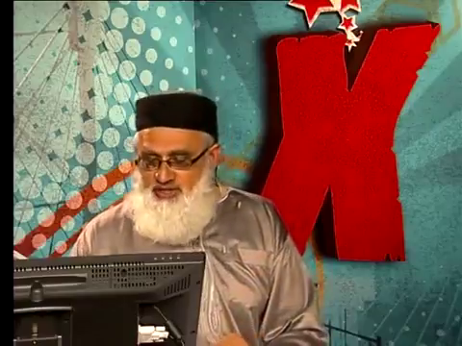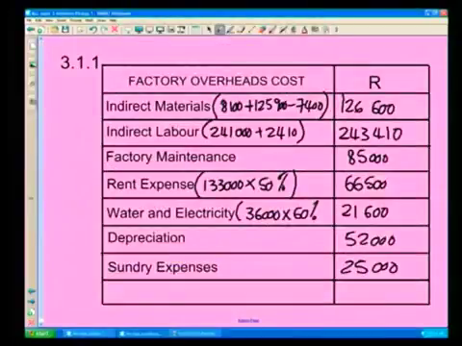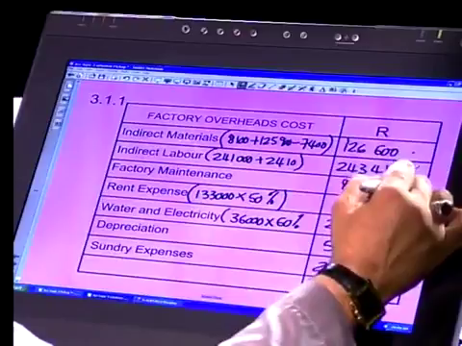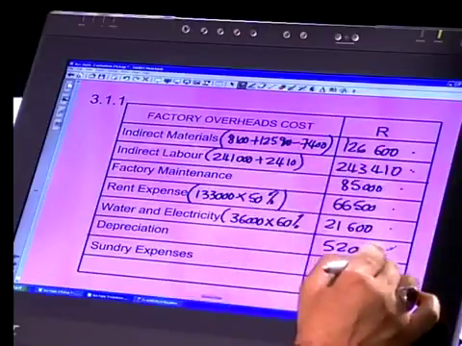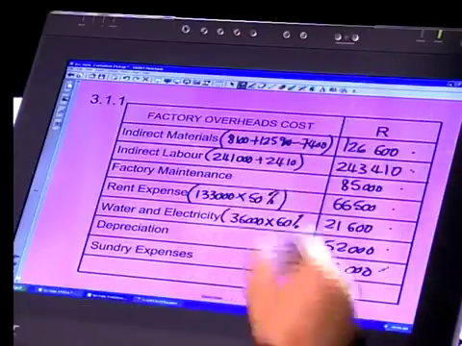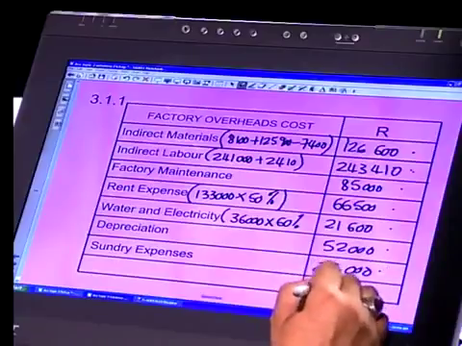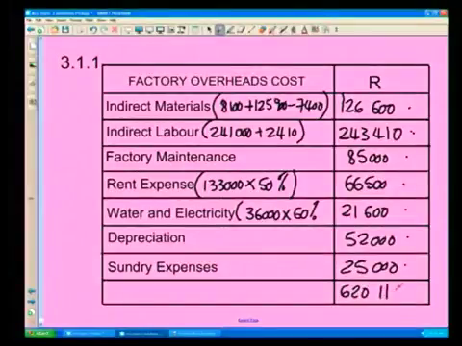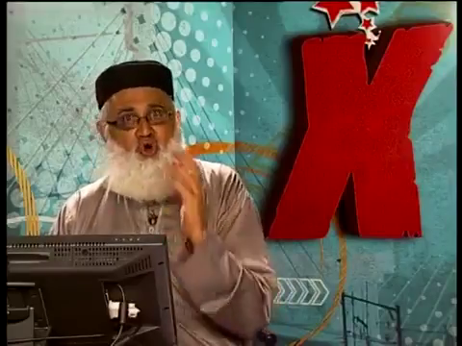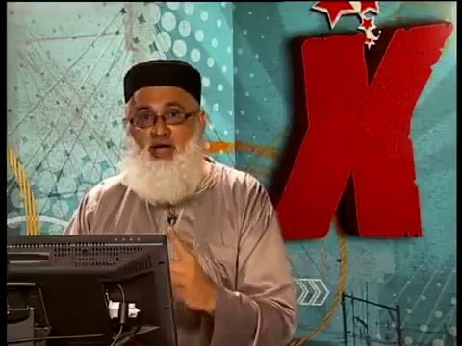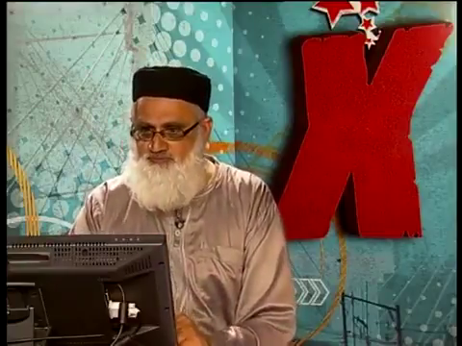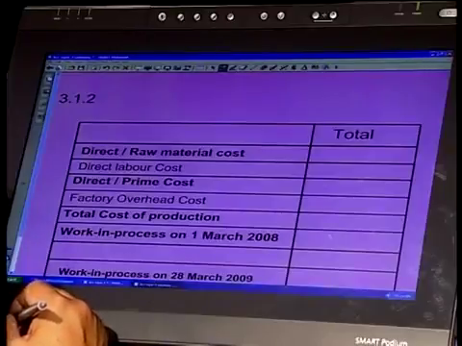If you put any of these items into your factory overheads note, you're going to find that not only are you going to get it wrong, but it's also going to be regarded as a foreign item. All that's left for us to do now is to add all my items: my indirect material, my indirect labor, my factory maintenance, rent expense, water and electricity, depreciation, sundry expenses. Add all of these, and I get to a total of 620,110. That's it. I've now completed the note. Which one? The factory overhead cost account.